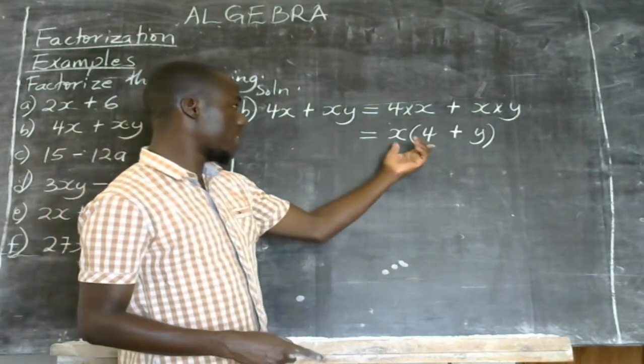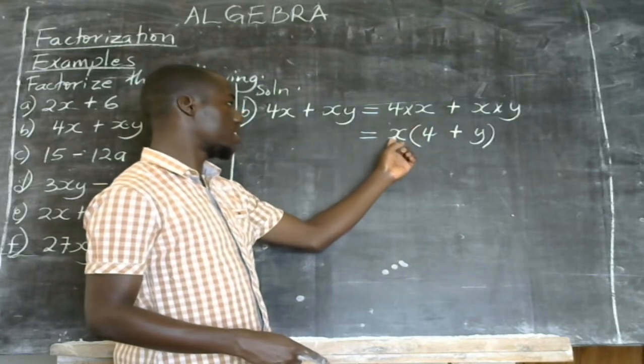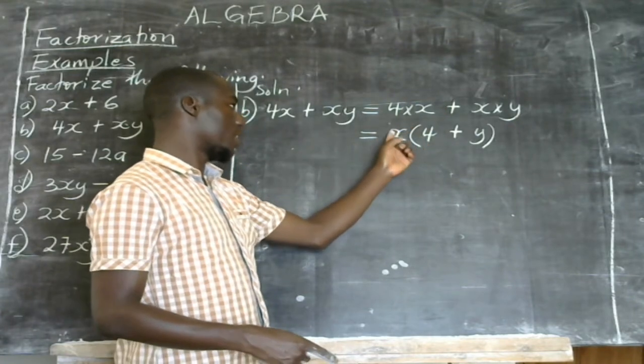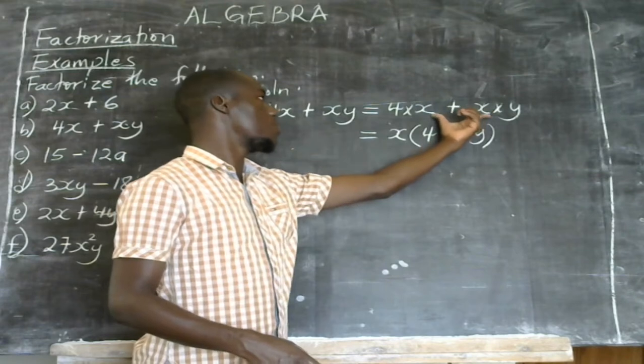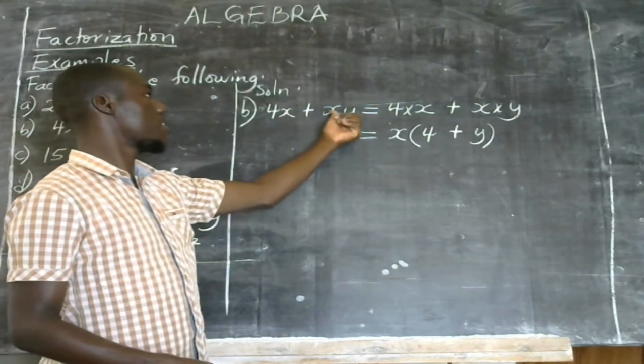So we said that factorization is the opposite of expansion. Remember, when we were expanding, we had this, and then expanded there, saying that this x is going to multiply the 4, and the x is going to multiply the y, which is that part there. Then finally you get 4x plus xy.